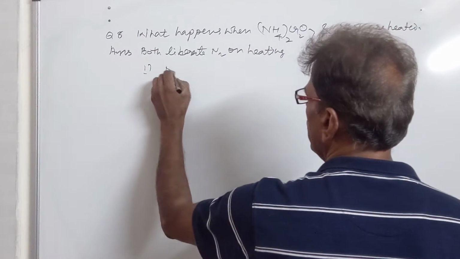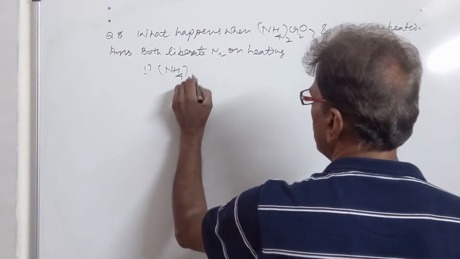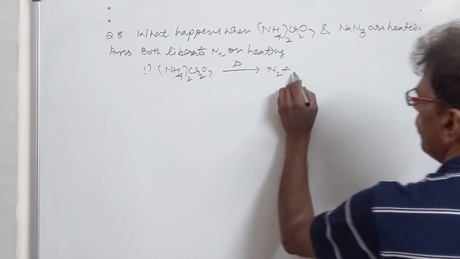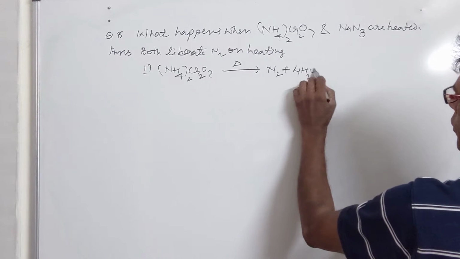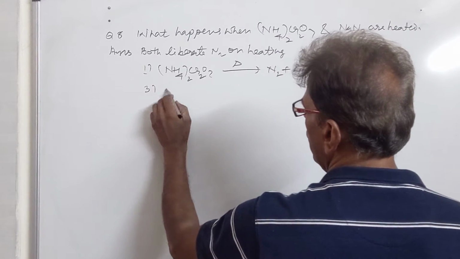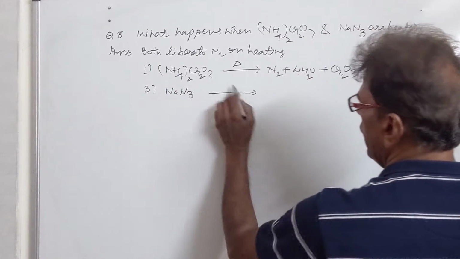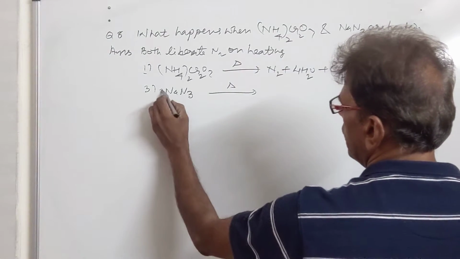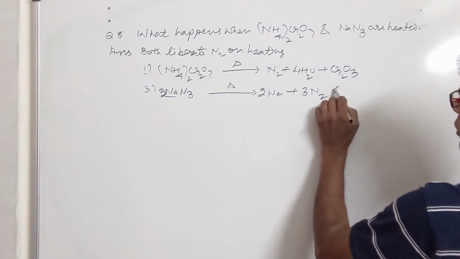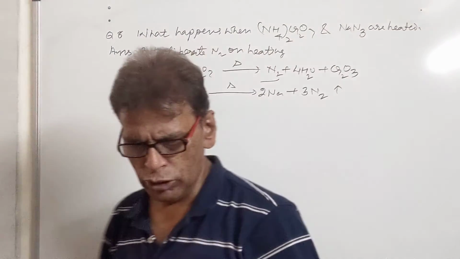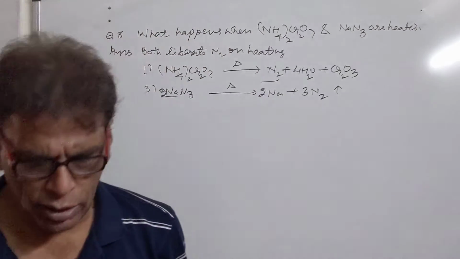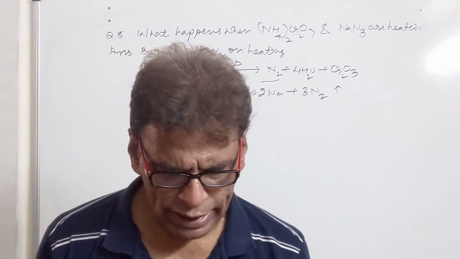So first of all, we take ammonium dichromate, heat it, you get N2 plus 4H2O plus Cr2O3. Similarly, when we heat sodium azide, then we get 2Na plus 3N2 gas. So in both cases, nitrogen is produced. So this method is also used as a laboratory method to prepare nitrogen gas.